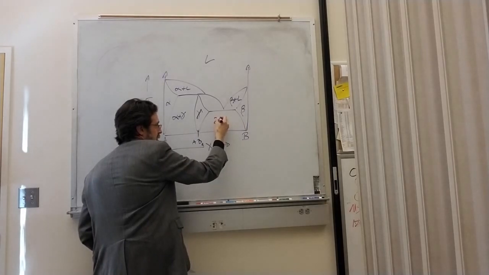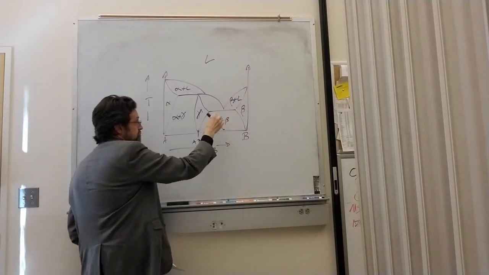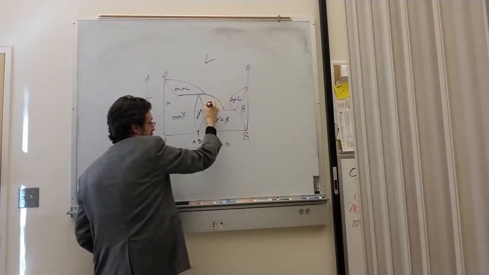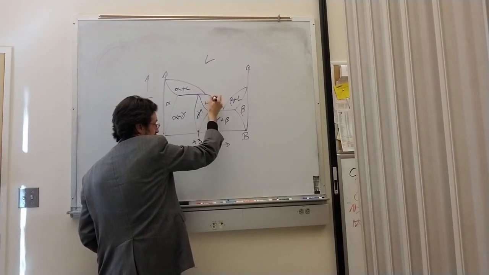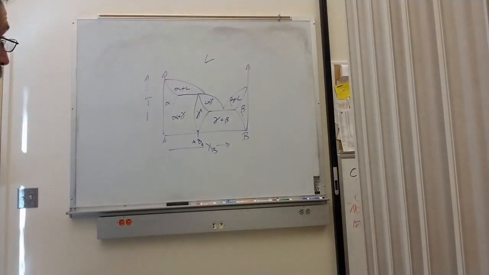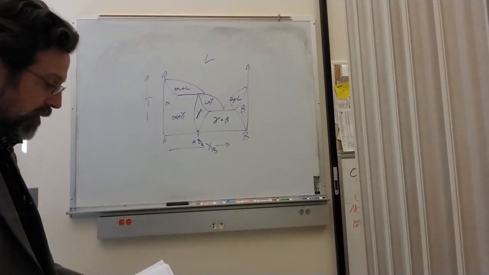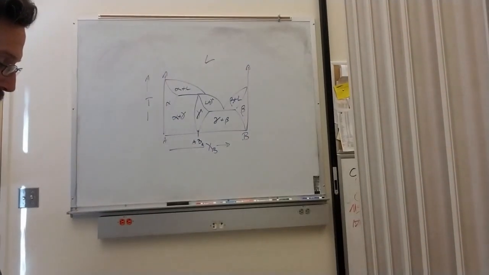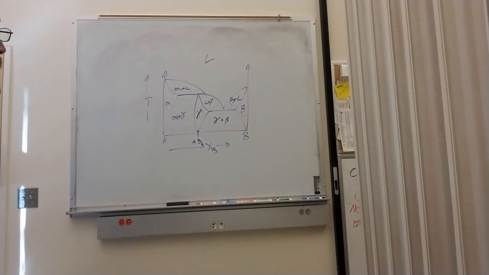So if I do that, now here I've got alpha plus gamma, beta and gamma, so I've got gamma plus beta, and up here I have liquid plus gamma. So I've labeled all of the regions of my phase diagram. So we still have all of those liquidus, solidus business.